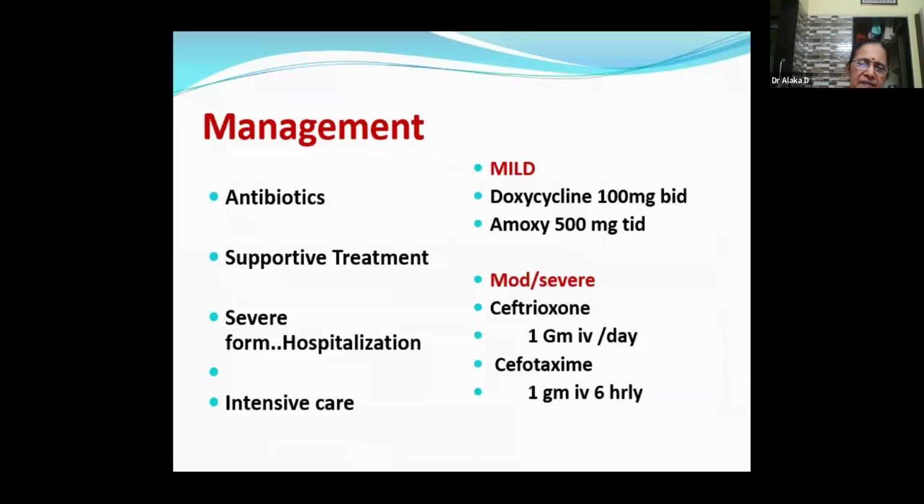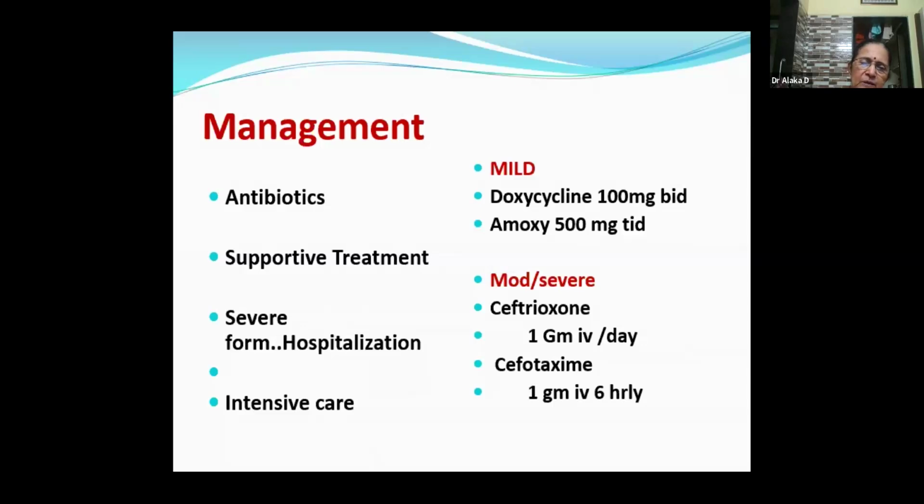Management is antibiotics and supportive treatment. If severe form, naturally hospitalization. The severe form could be so bad that the patient has to be admitted to intensive care and may require ventilatory support. Mild: doxycycline 100 milligram BD or amoxicillin 500 milligram TDS. Moderate form: ceftriaxone 1 gram intravenous per day or cefotaxime 1 gram 8 hourly. And that is how you can manage.